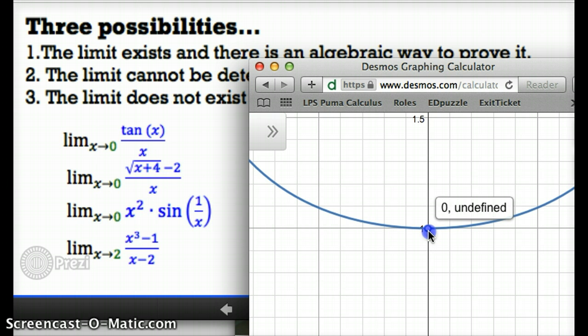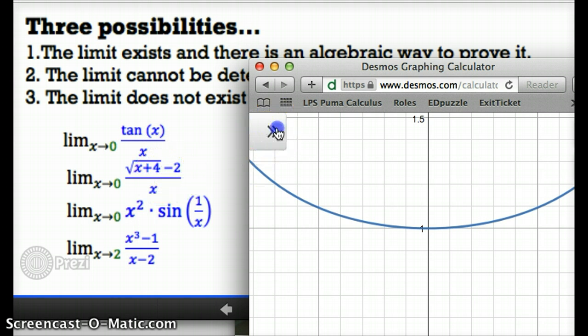And that should make sense to you because at 0, you can't plug in a 0 on the bottom of a fraction. But what I also see is that it really looks like the y values near 0 are all approximately 1. So my guess is that this limit equals 1. And the question in my mind is, well, how can I prove it?